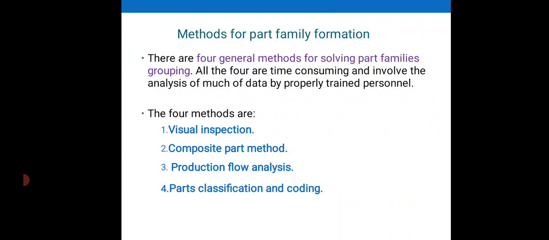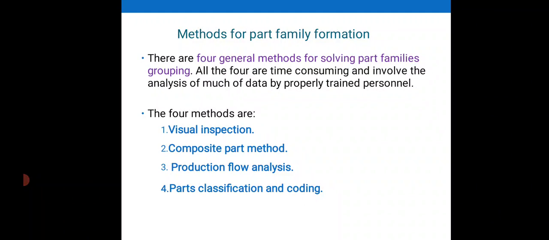Then, part family: we should know the meaning of the part family. A part family is a collection of parts which are similar either because of geometric shape and size, or because similar processing steps are required in their manufacture. The parts which are similar in their design characteristics, that is shape and geometry, are grouped in a family referred to as a design part family. The parts which are similar in their manufacturing characteristics are grouped in a family referred to as a manufacturing part family.